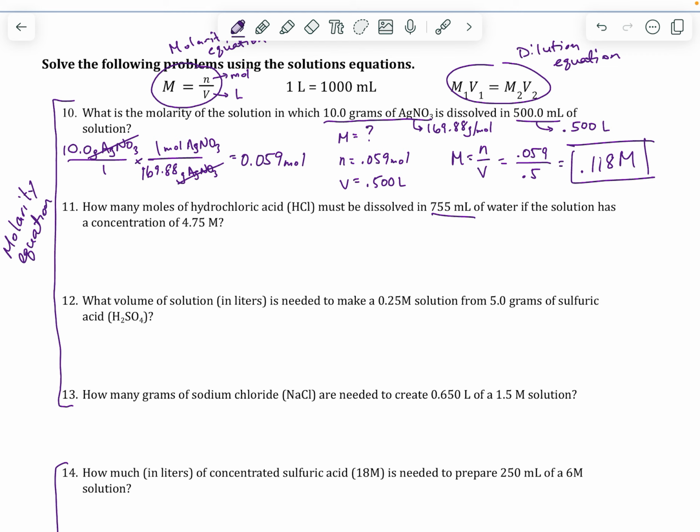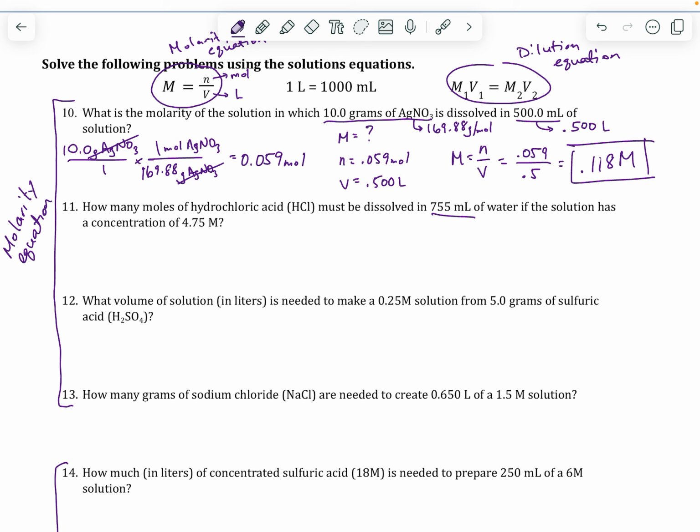Right. How many moles of hydrochloric acid must be dissolved in this many milliliters of water if the solution has a concentration of this? So you see that we have a volume, we have a molarity. We're asked for moles, which is only a part of this equation up here, not the dilution equation. Plus, we're only given 1 volume and 1 molarity. You know, we need at least 2 of one of them, right, if we're going to use that equation. So that's another way to identify. So I'm using the molarity equation again.